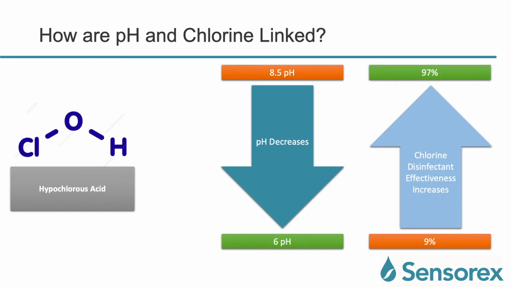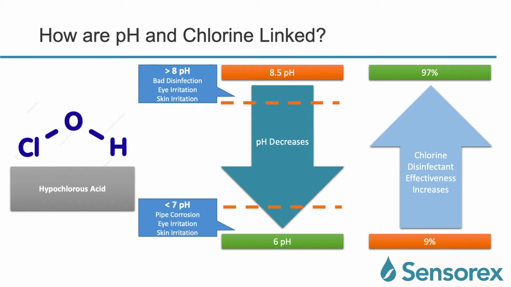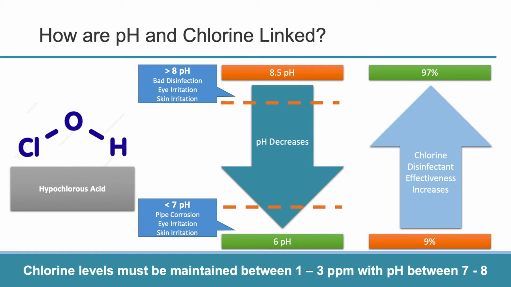But we have to be careful. pH of 8 or more shows bad disinfection. It can also cause eye and skin irritation. Too low of a pH, below 7, could cause pipe corrosion and also eye and skin irritation. Therefore, chlorine levels must be maintained between 1 and 3 ppm while maintaining pH between 7 and 8.